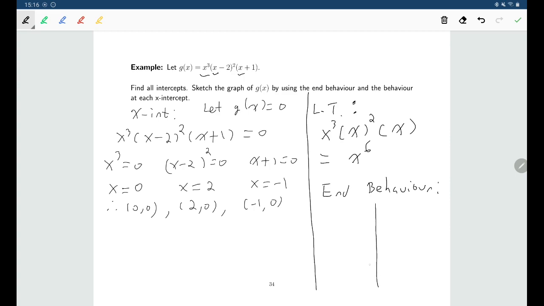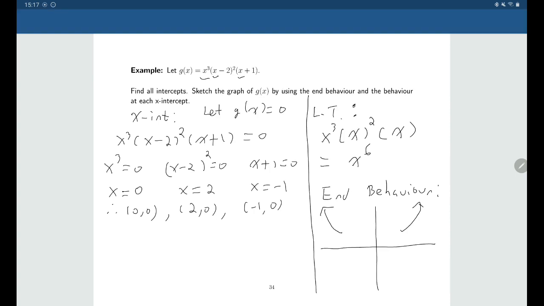So if we're thinking about our end behavior, that would be the same as the graph of y equals x to the 6, which, if we're remembering our power functions from back in section 5.2, x to the 6 looks just like x squared in that it goes up to positive infinity on both sides.